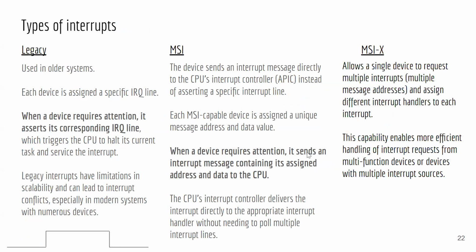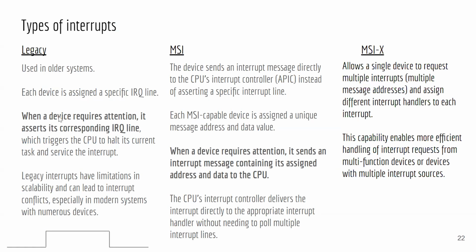Now let's talk about types of interrupts, because this is critical for the next parameter. There are three types of interrupts: legacy, MSI, and MSI-X. Legacy interrupts operate differently from MSI and MSI-X. Legacy interrupts are older, which is why they're called legacy.